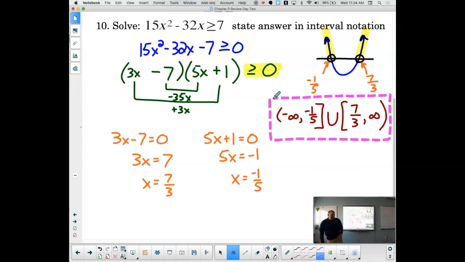In inequality notation, same thing. This would be x is less than or equal to negative 1/5, or x is greater than or equal to 7/3. Okay.